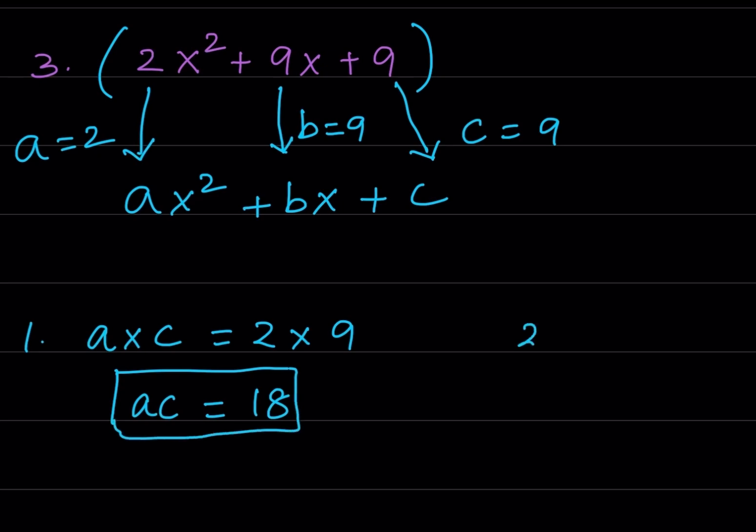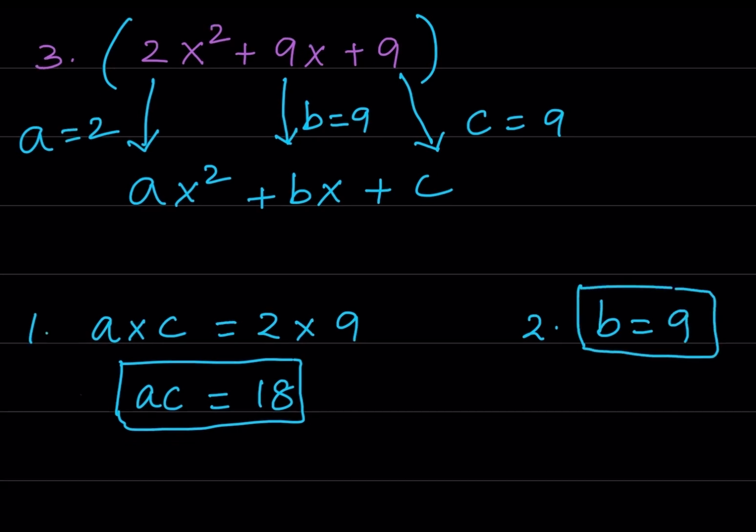And step 2 is we have to find b. Here b is equal to 9. First we have to figure out any two numbers. When we multiply those two numbers, we need to get the value of ac. And when we add the same two numbers, we need to get the value of b. So the two numbers that we choose should satisfy both the conditions.